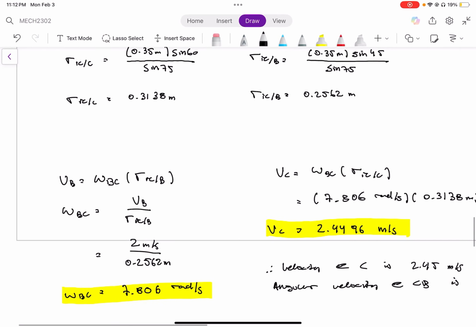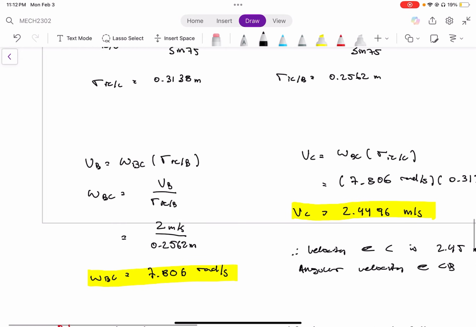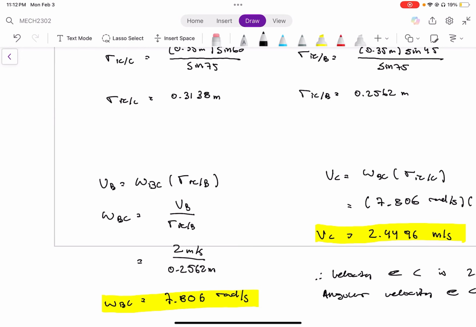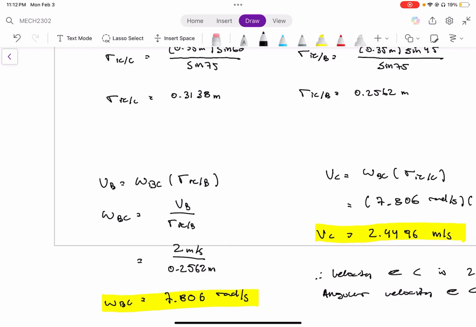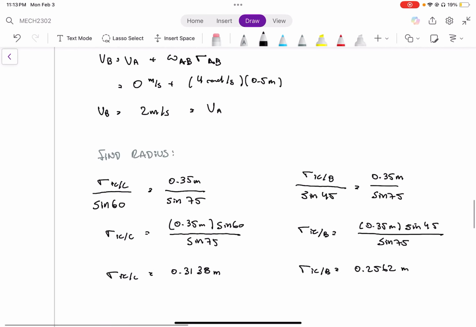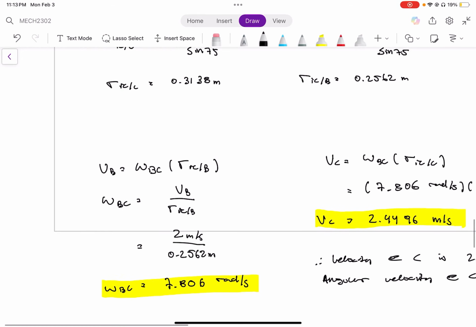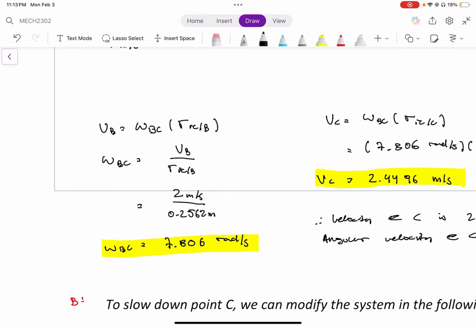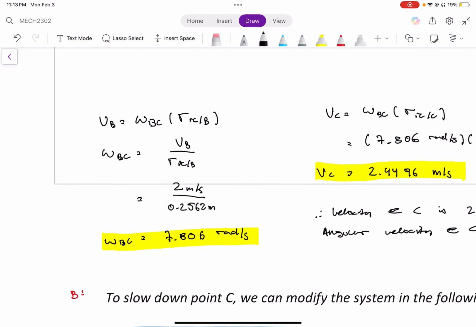So now to find the value for the angular velocity of BC, we use that velocity of B equals omega BC times r_IC/B, and we isolate for omega BC. We can actually use that because we have both values for B right here. And we get that omega BC, plugging in all the known values, equals 7.81 rad/s.